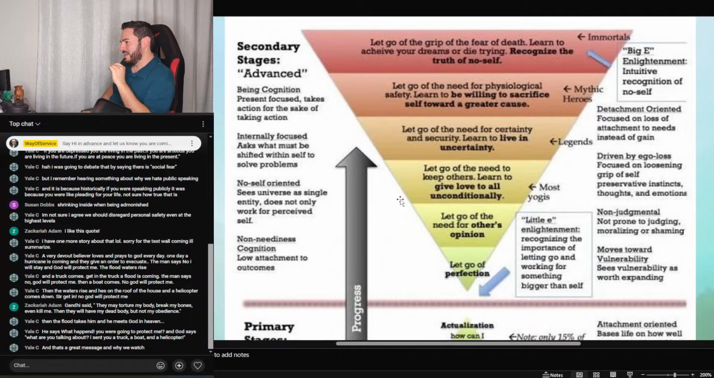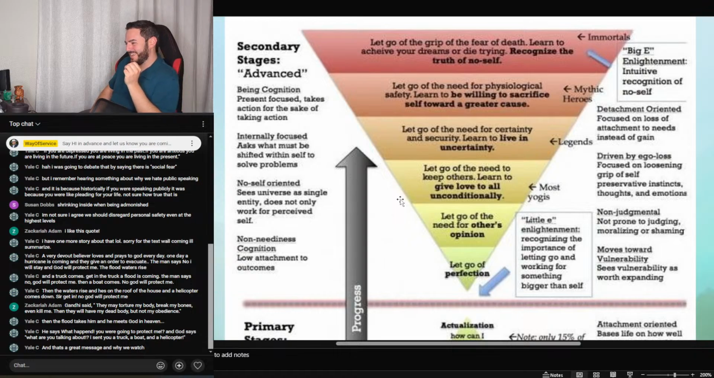The flood is coming. The man says, no, God will protect me. And then a boat comes. No, God will protect me. And then the waters rise, and he's on the roof of the house, and a helicopter comes. He says, sir, get in. No, God will protect me. And then the flood takes him, and he meets God in heaven. He says, what happened? Weren't you going to protect me? God says, what are you talking about? I sent you a truck, a boat, and a helicopter.